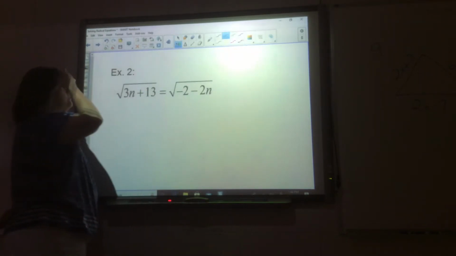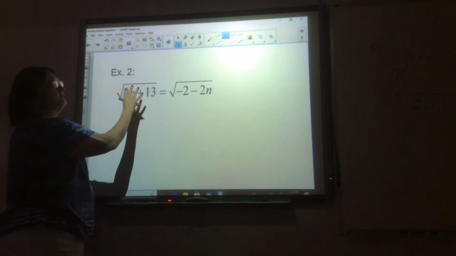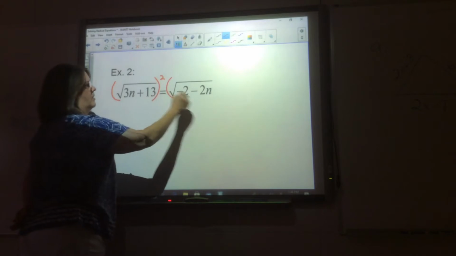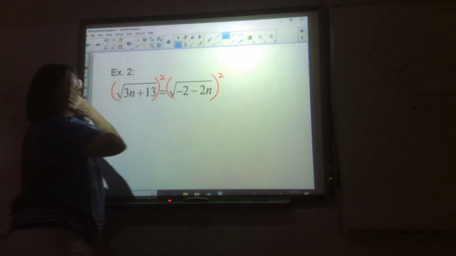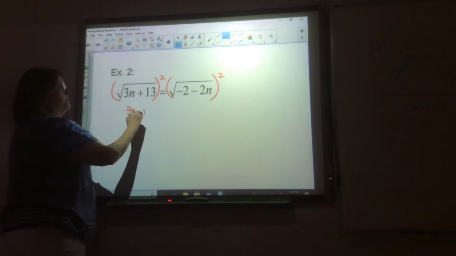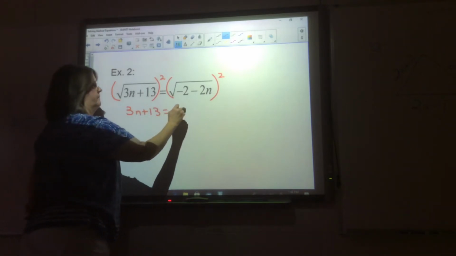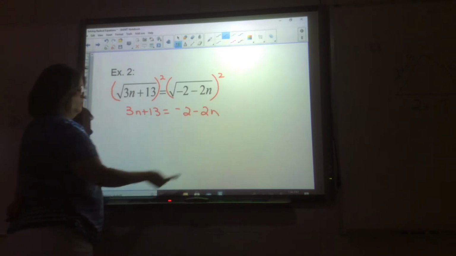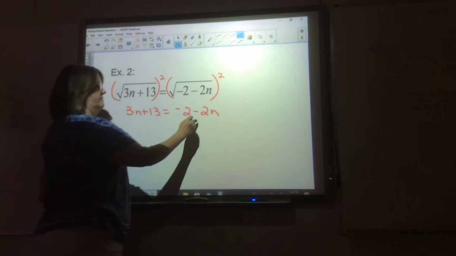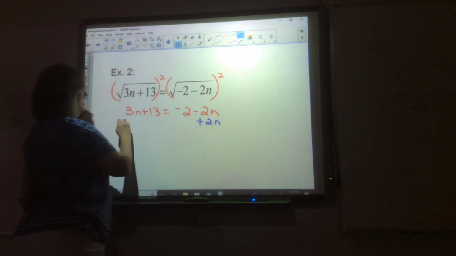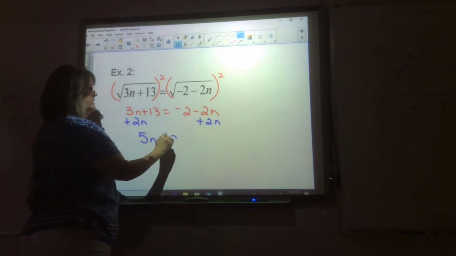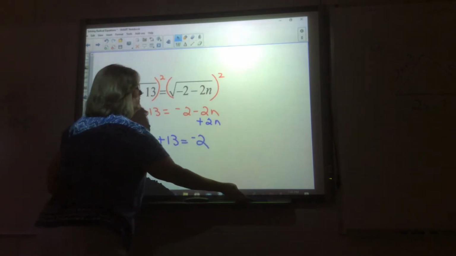This one, we still do not have anything we need to move, but we've got a radical on both sides. So they can't be combined like they are, so what you do is you just square both sides. This is the square root, so you square both sides. That lets us drop the radical. And now we can solve. We want to put variables on one side of the equation and numbers on the other. So this gives us 5n plus 13 equals negative 2.